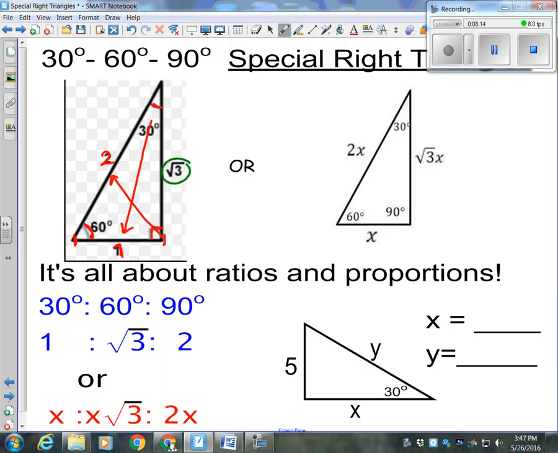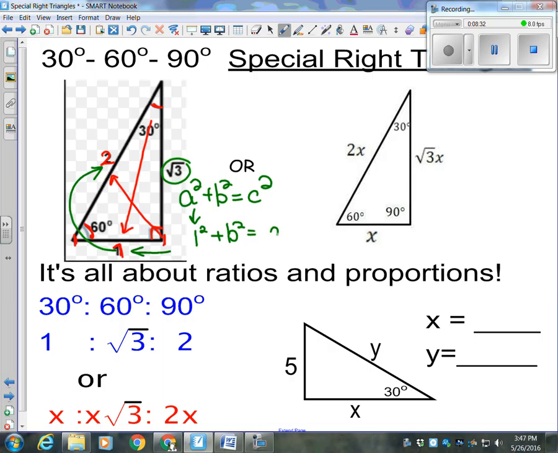So we can verify that with the Pythagorean theorem. If I knew about this, and if I knew about that, I could say, well, a squared plus b squared equals c squared. A is 1, I'm going to square it. I'm looking for the b. Of course, that's what I'm trying to verify, square root of 3.